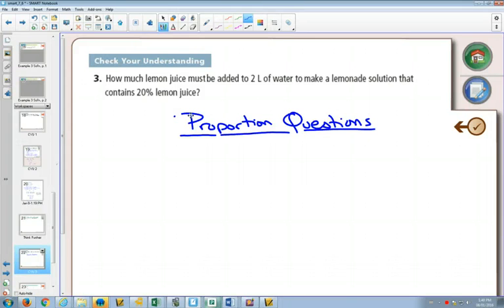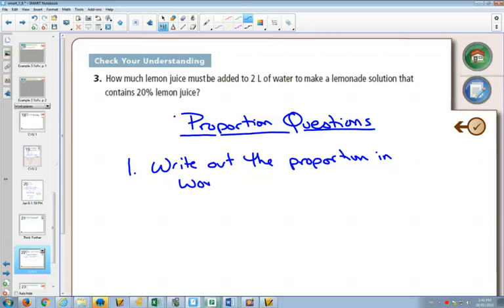The last type of word problems that we're going to look at are proportion problems. So, what are we going to do to solve proportion problems? I find it's helpful to start out by just writing out the proportion in words. And then you can just choose a variable and solve. So what does that look like?